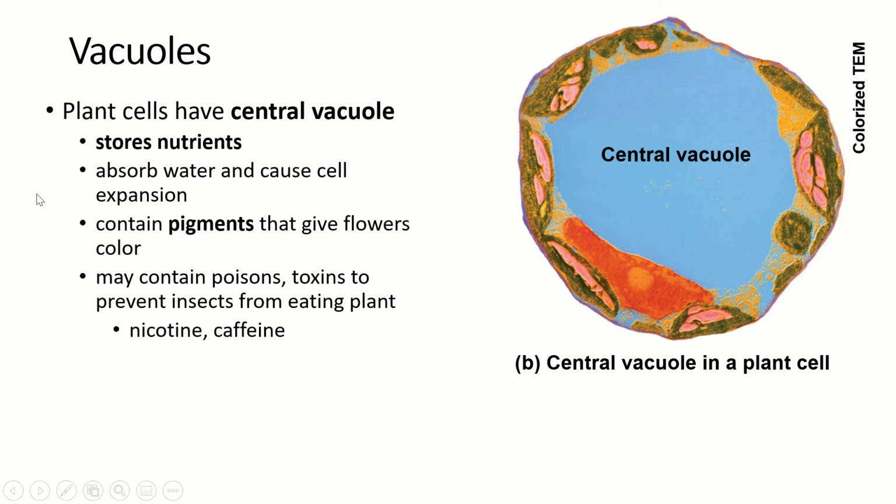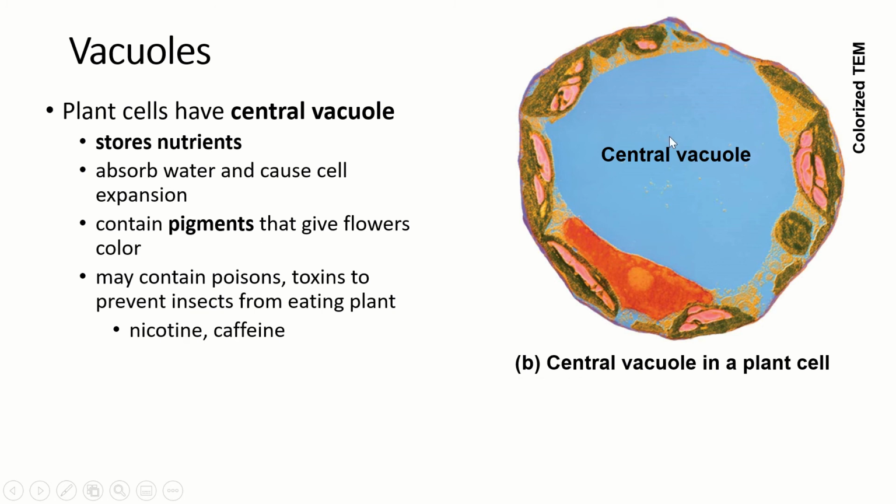The vacuole is also going to absorb water and provide pressure against the cell wall. You remember that plant cells have a cell wall made out of cellulose. That cell wall is strong and stiff partly because of the cellulose, but also because of the internal pressure of fluid pushing on that cell wall. So that central vacuole helps to maintain that volume of fluid.